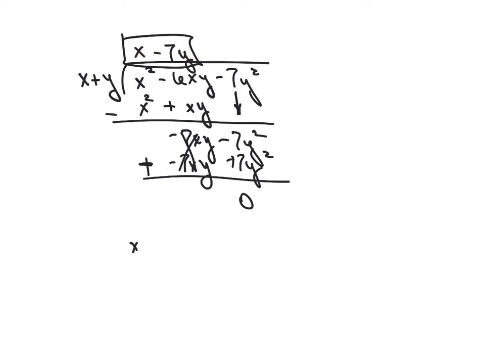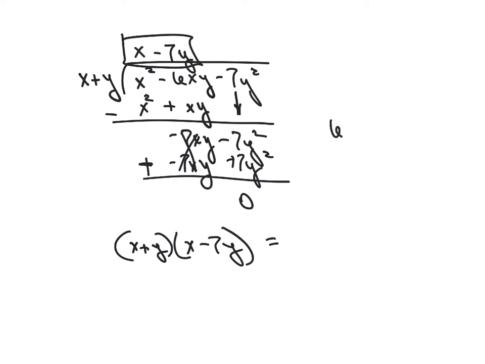That means if I took x plus y and multiplied it by my answer, I would get this, because this goes into this many times. So this multiplied together gives me this. What this means is x plus y is a factor of x squared minus 6xy minus 7y squared. Since there's no remainder, it means that it's a factor. It goes evenly into that.